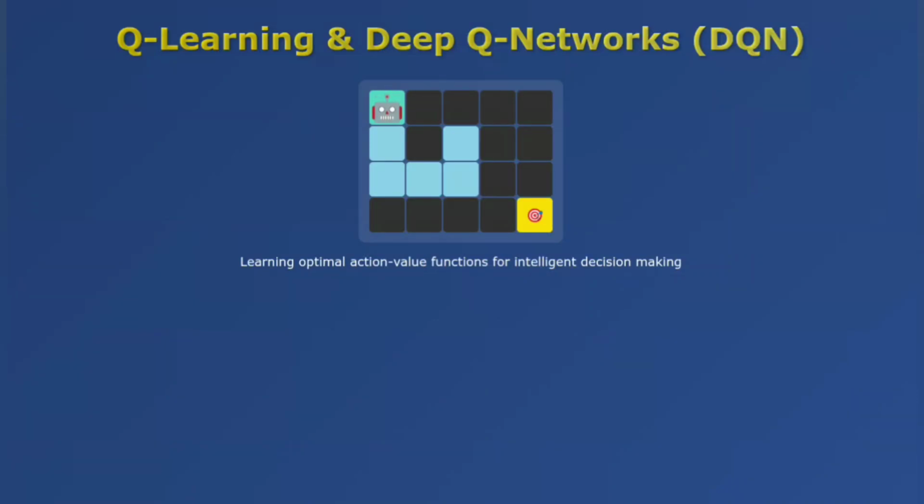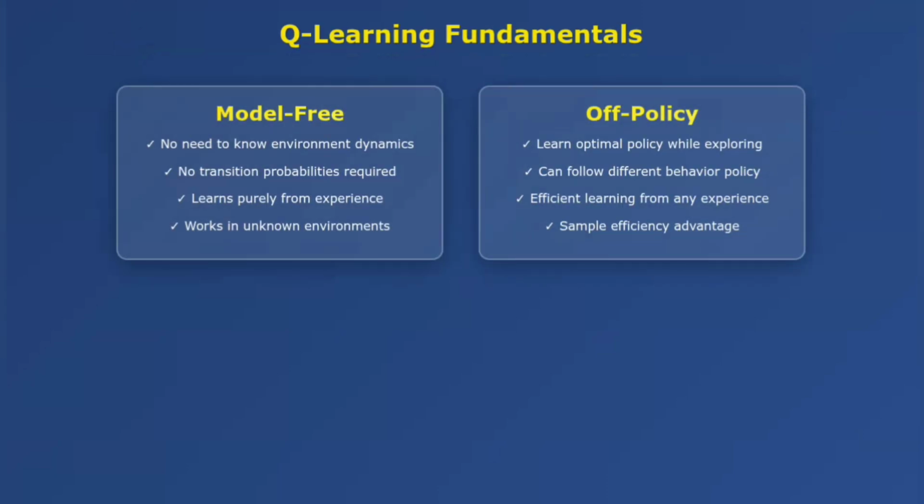With the core concepts of RL in mind, let's explore a fundamental and widely used algorithm, Q-learning. This algorithm helps an agent learn the optimal action value function, or Q function, which directly tells it the best action to take in any given state.